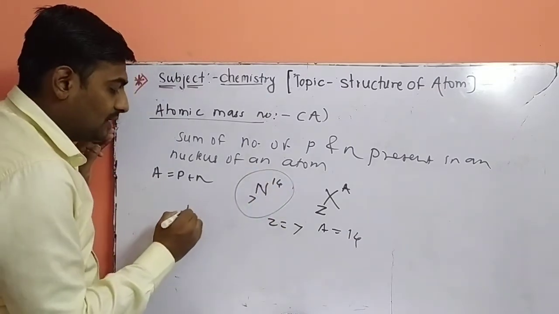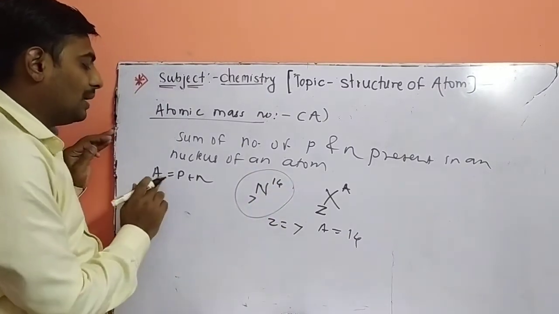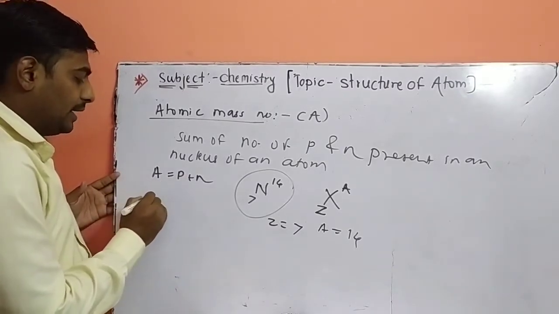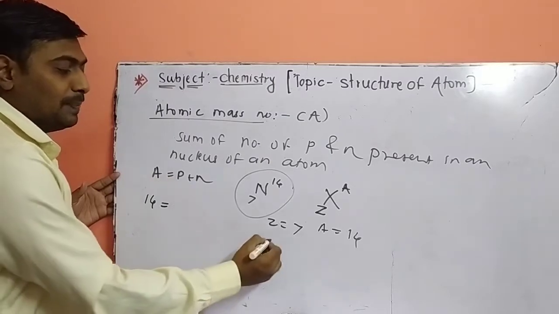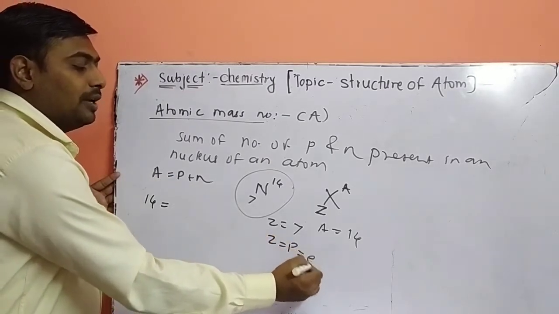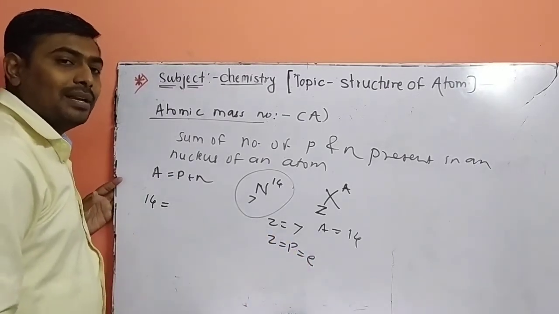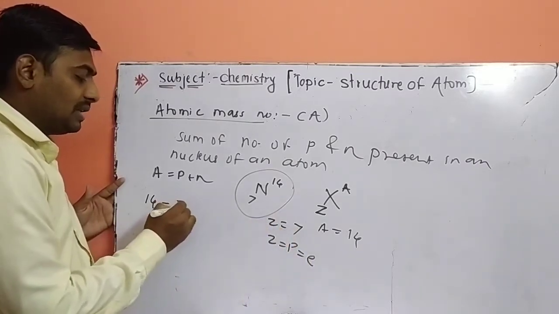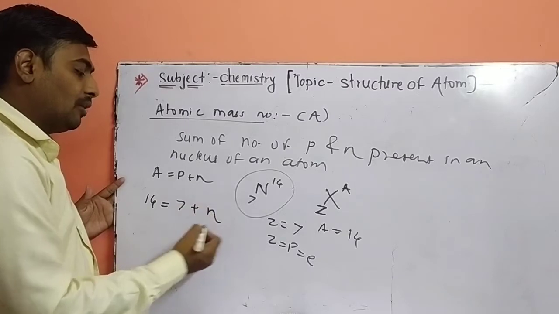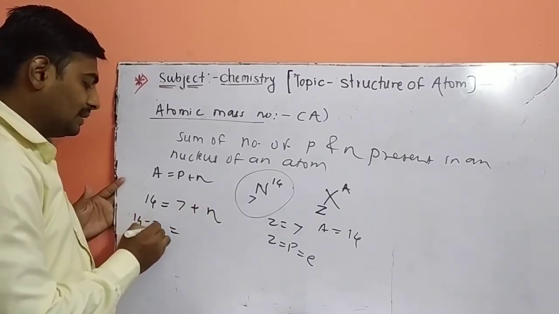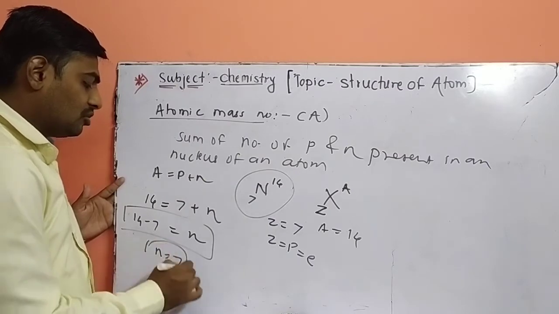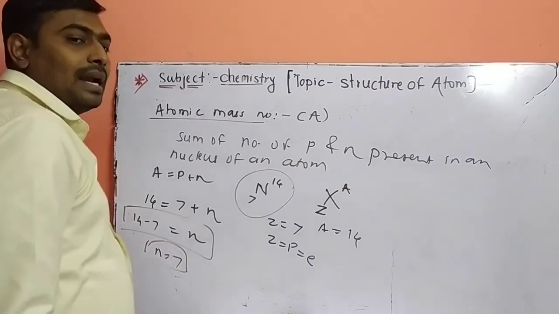What is your formula? A is equal to P plus N. Substitute the values. A is 14. What is P? Z is equal to P is equal to E. Protons, or electrons, give the atomic number, so we can take the value 7. 7 plus N we have to calculate. So 14 minus 7 is equal to 7, so N is equal to 7. The number of neutrons present in nitrogen is 7.